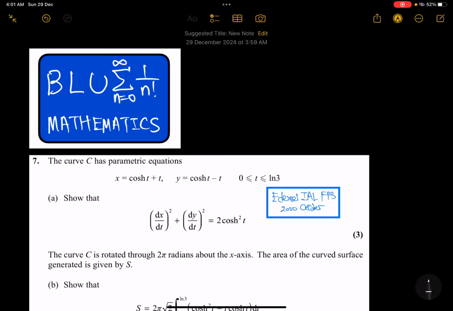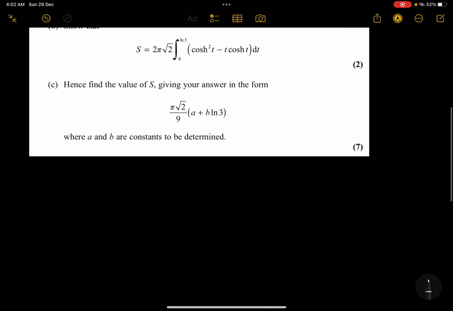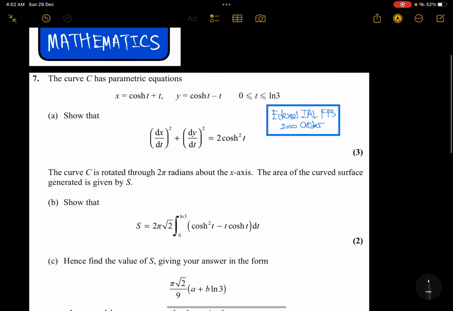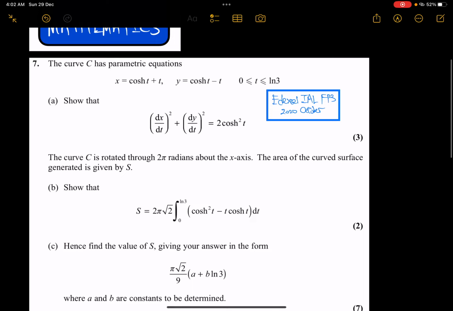Okay, so this is one of the calculus questions in FP3. The most annoying part is part C, but before that it is too easy. But then I'll do it anyway because it's part of the question. So part A requires us to show the above equation holds.